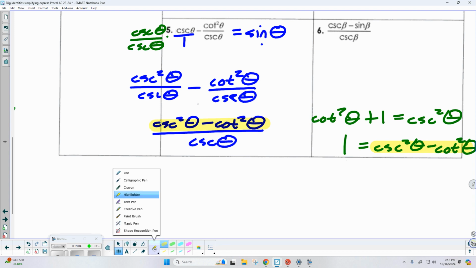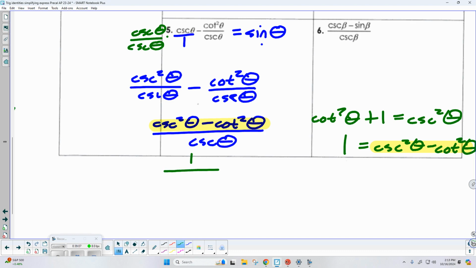Well, let's see here. If that's 1 over cosecant of theta, what's 1 over cosecant? That's sine, your reciprocal identity. There you go. How are we doing?